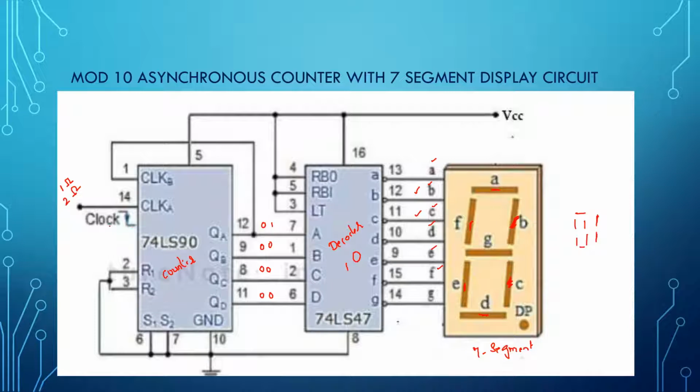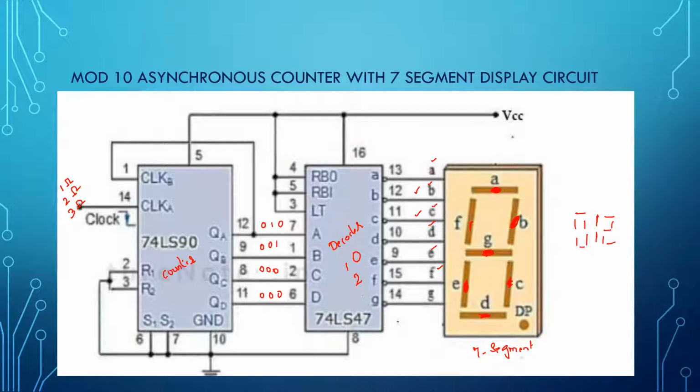Suppose you give the third clock input. This will produce an output of 0, 0, 1, 0. This will produce an output of 2. So if it produces an output of 2, then output A will be made high, output B will be made high, output G will be made high, output E will be made high, and output D will be made high, displaying 2 like this.